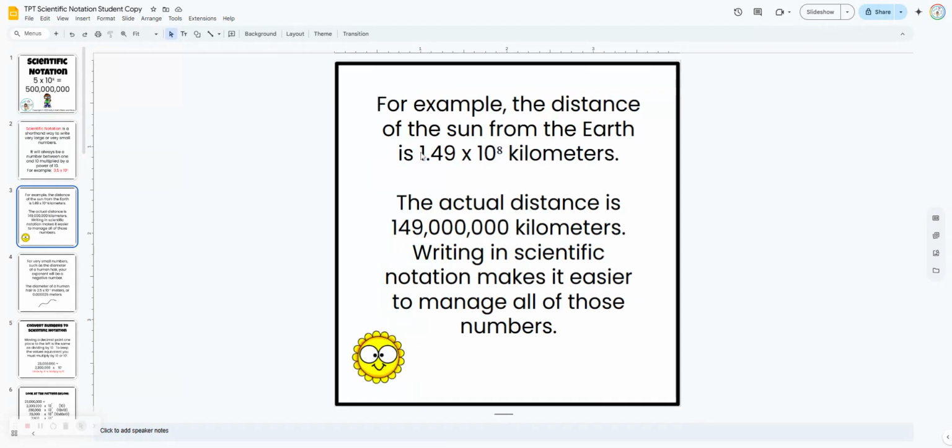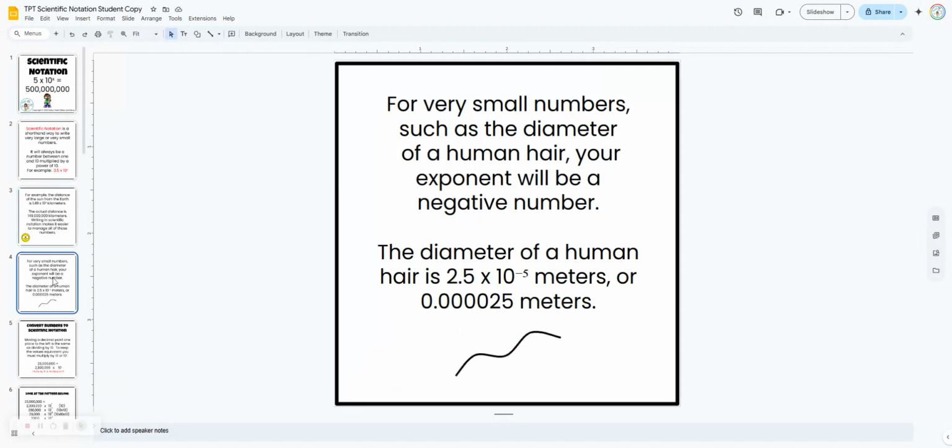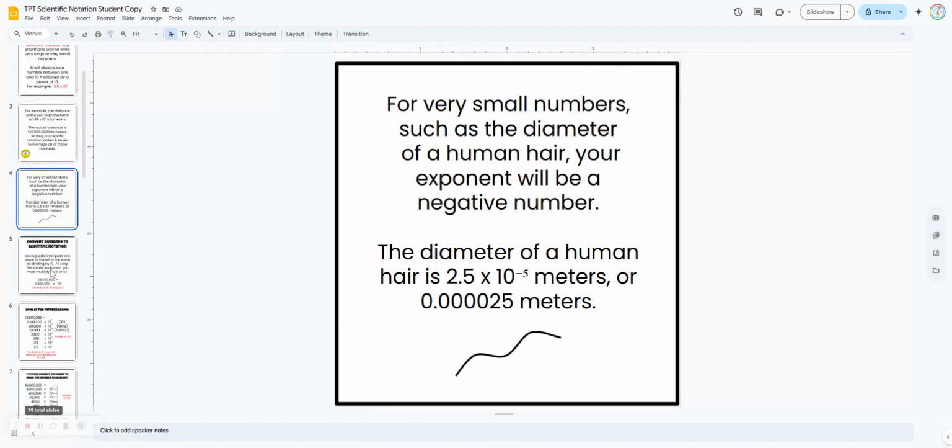So for example, the distance of the sun from Earth, we write it this way. That way we can manage all of those numbers. Instead of writing 149 million, we're just going to write it this way. Very small numbers, for example, the diameter of a human hair, we're going to write it this way instead of managing all of these numbers. It just makes it easier to deal with.